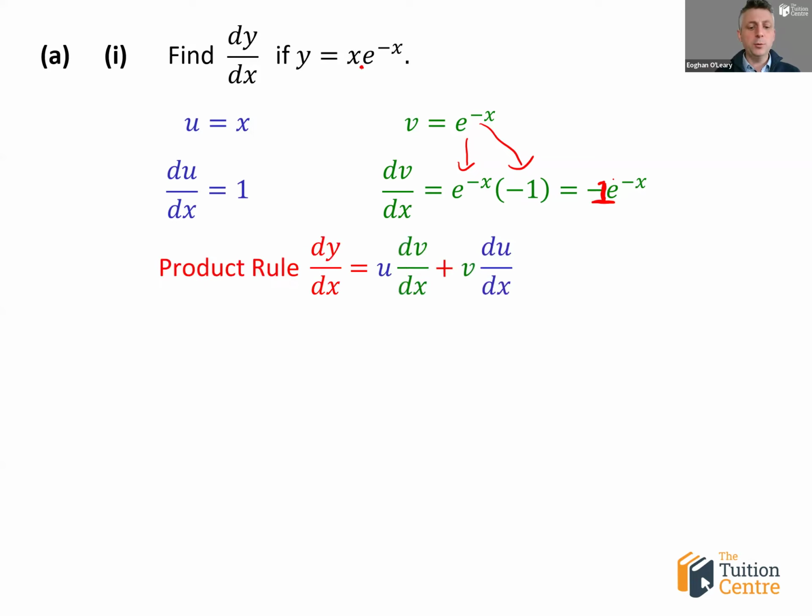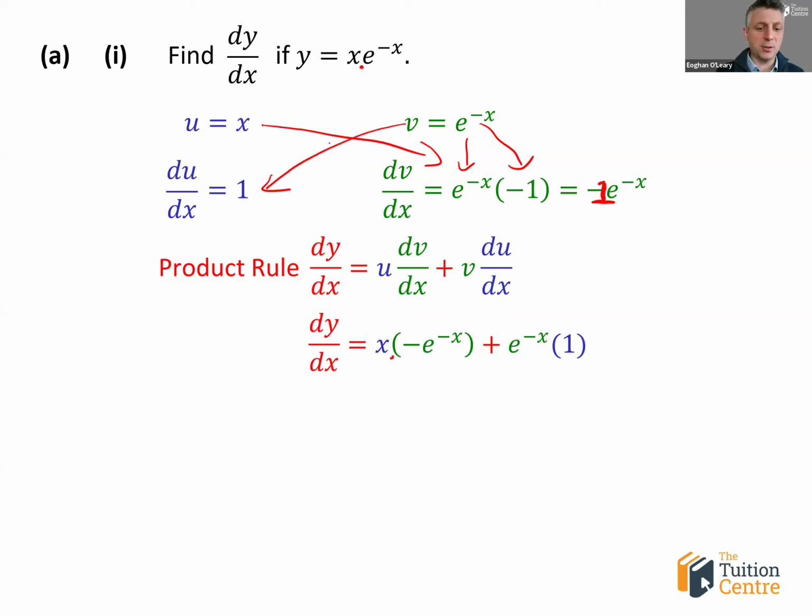Okay, we know our product rule. dy dx is u times dv dx plus v times du dx. The first times the derivative of the second plus the second times the derivative of the first. So dy dx is x times minus e to the power minus x plus e to the power minus x times 1. We tidy it up. If you wanted, you could factorize out the e to the power minus x and you'd have 1 minus x inside there. And either way, you get 5 marks.